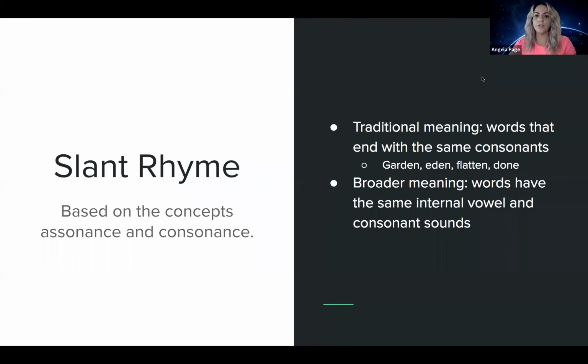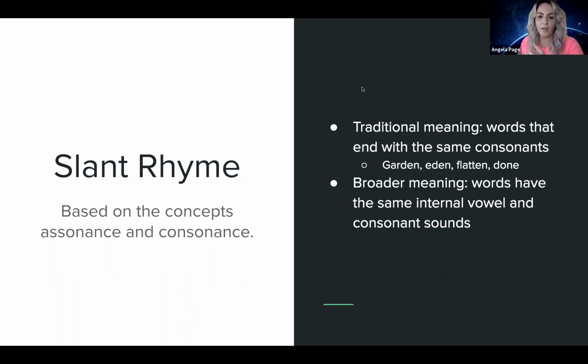Okay, so now you should see me up in the corner, and you should also see the PowerPoint that I built. So slant rhyme is, like I said, based on the concepts of assonance and consonance. Rhyming in general is about creating harmony in sounds, and direct rhymes you are probably more familiar with. A direct rhyme is something that is similar to the nth degree in terms of the vowel sounds and the consonant sounds, and probably also looks the same, like the letters in the words are similar, like did and hid.